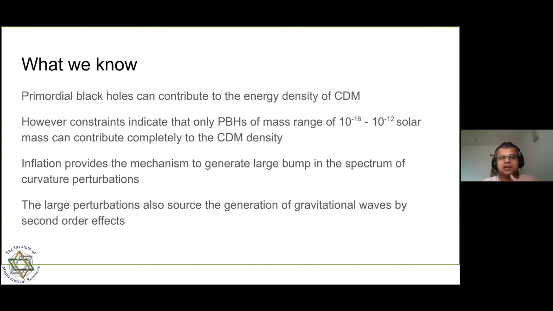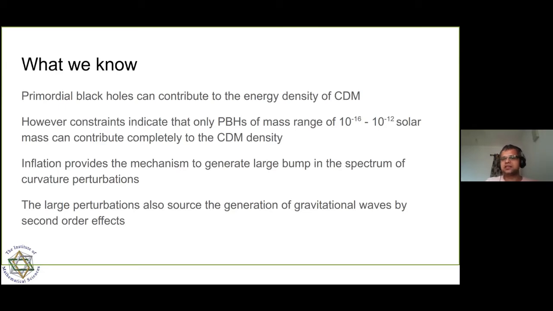And over time, as Rajiv showed, the constraints on the fraction of primordial black holes as cold dark matter have become tighter and tighter, and we are left with only two windows where we can say that primordial black holes can contribute to the cold dark matter to the fullest. These two windows are around 10^-16 solar mass and 10^-12 solar masses. If the primordial black holes have a mass of the order of 10^-16 to 10^-12, then they can contribute to the CDM density to the fullest. Otherwise, they can contribute 10% or 20% or so.